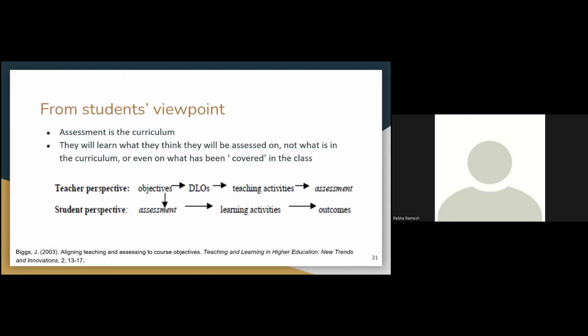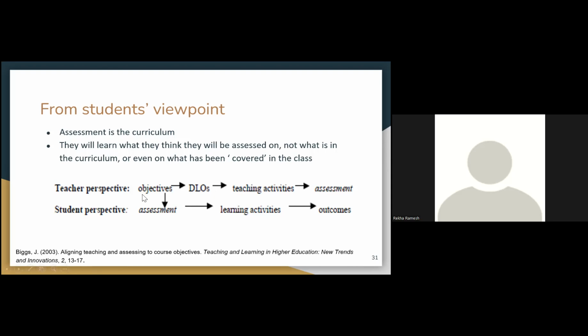Now, before taking some examples of assessment, we'll see from the students' viewpoint what happens. Assessment is the curriculum. They are not bothered about what is there in the curriculum. They are only bothered about what they will be tested on. So if you want your students to learn completely, you have to give a very good assessment covering the entire syllabus and with proper thinking skills, thinking levels, etc., using Bloom's taxonomy. Then only you will be sure that students have understood.